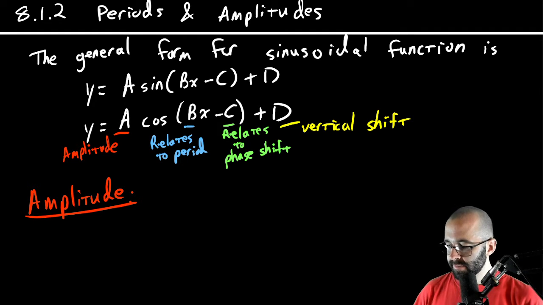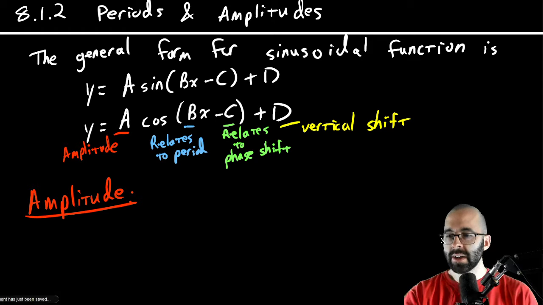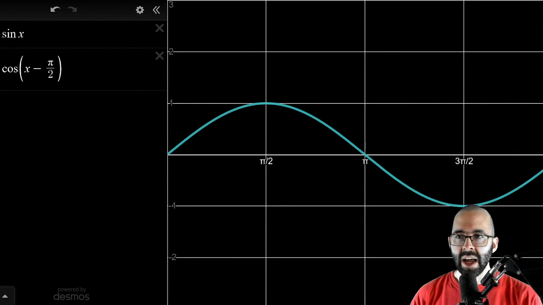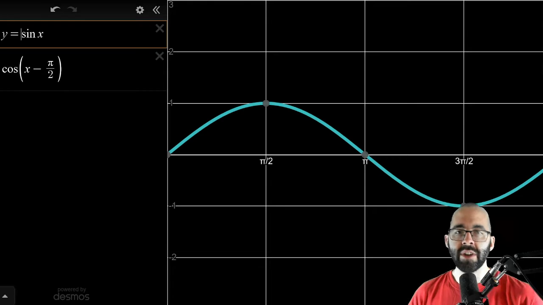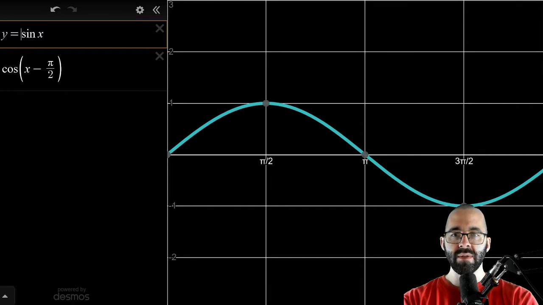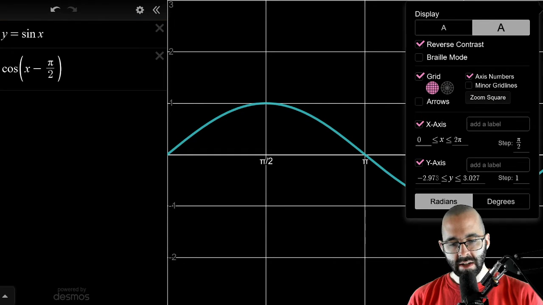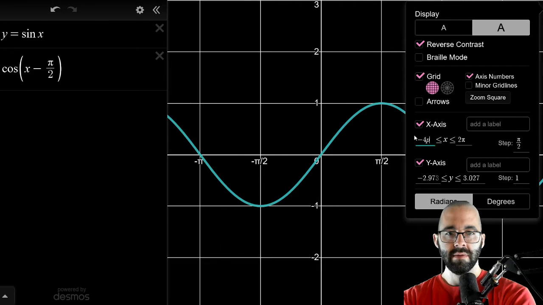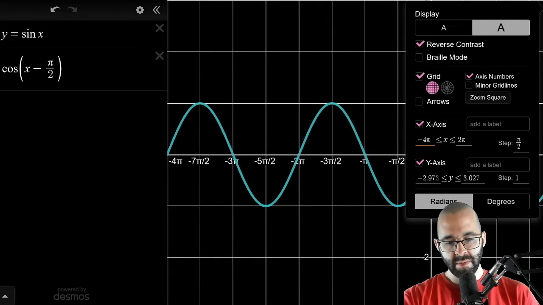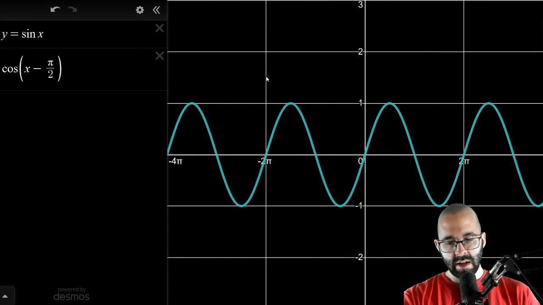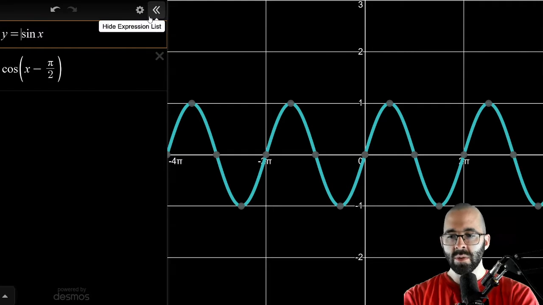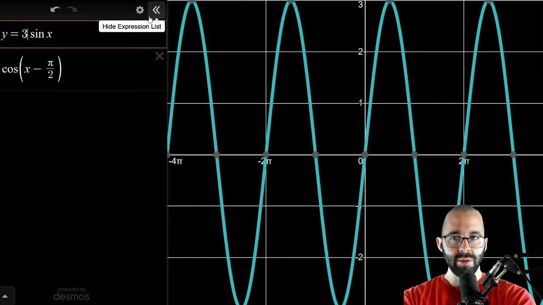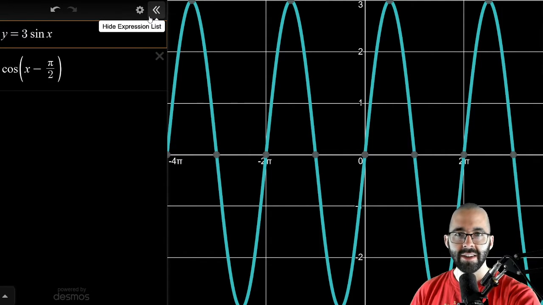So let's visualize this real quick using Desmos. A is the amplitude. A is the number in front of sine. So let's just look at this real quick. And let's zoom out a little bit, right? Let's go from negative 4 pi up to pi or something. All right, here's sine. What happens if I put 2 here? Oh, well, now it's twice as tall. 3 times as tall, etc. You get the idea.